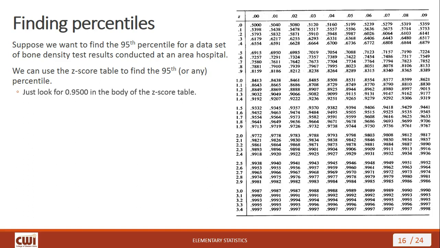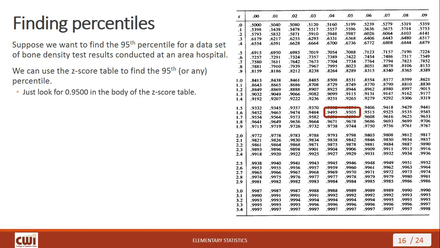Look for 0.9500 in the area values that you see there in the table. So go through and look and see if you can find 0.95. I'll give you a minute to see if you can find out where it would be. Hope you're looking at this part of the table right here.